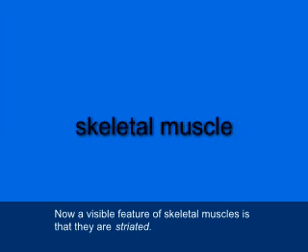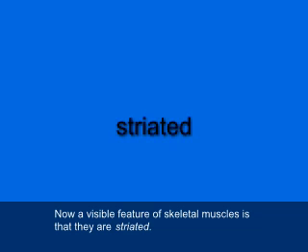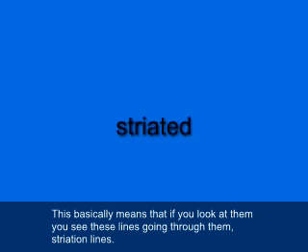Now, a visible feature of skeletal muscles is that they are striated, S-T-R-I-A-T-E-D. This basically means that if you look at them, you see these lines going through them. Striation lines.